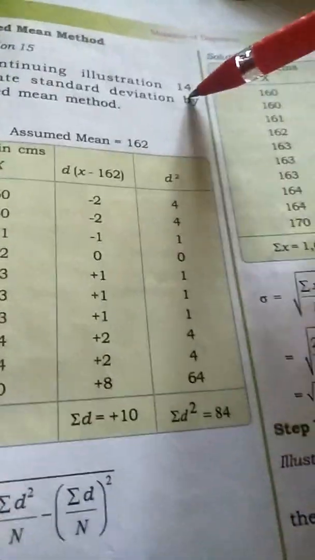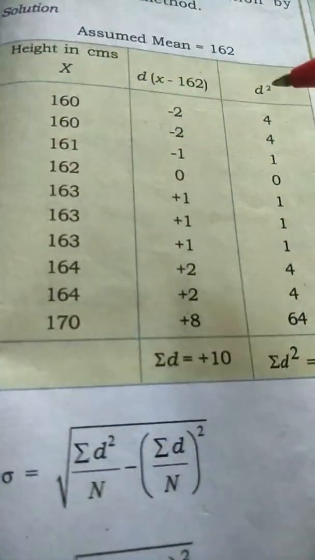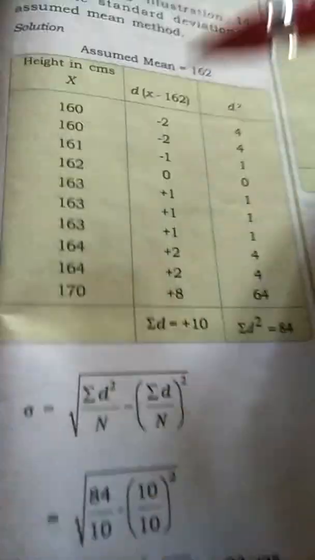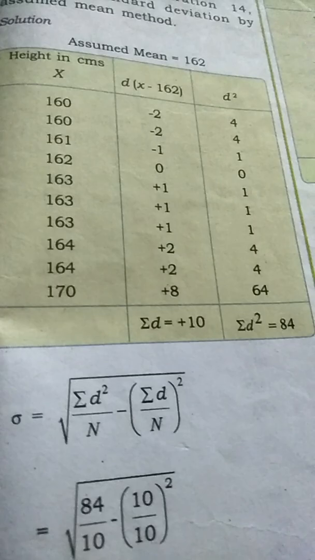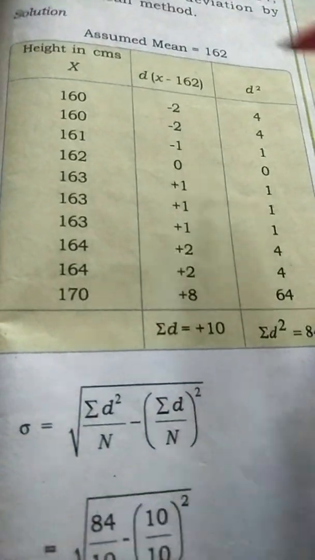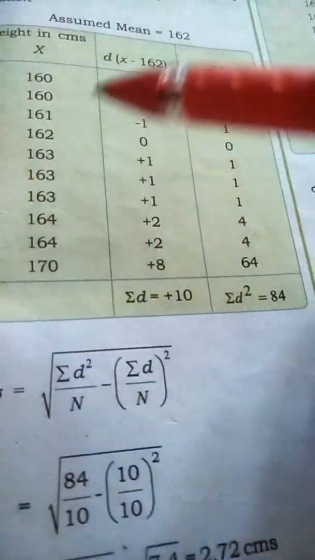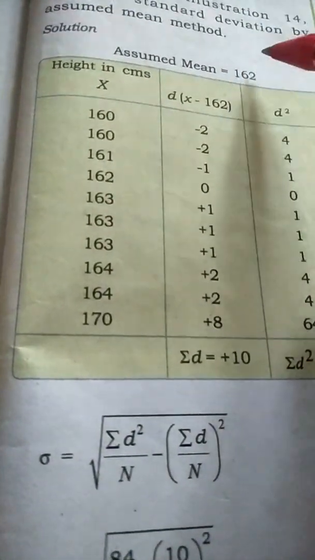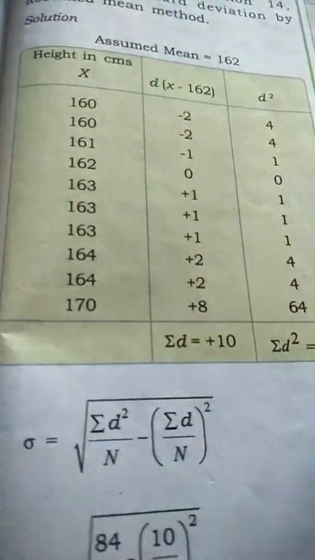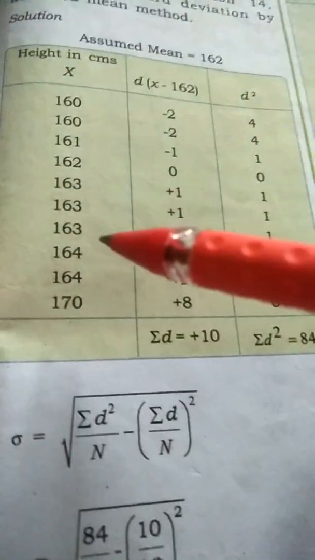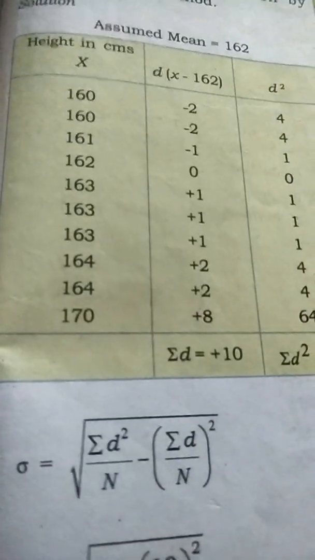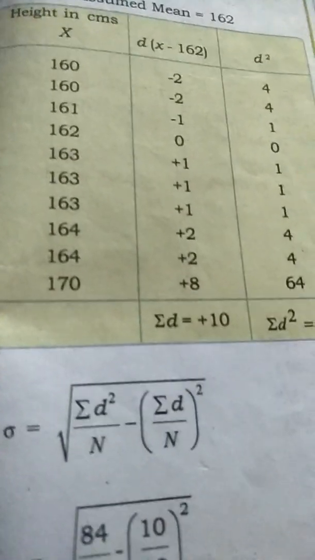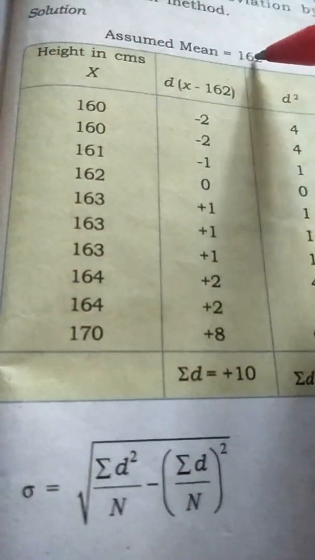You need to calculate standard deviation by the assumed mean method. These are the x values. Next, assumed mean. That means here there is no need of calculating any mean value. Instead of that, you can choose any one from this. You can assume any number. Here they have taken assumed mean as 162. Either you can take 160, 161, 162, 163, 164 or 170. It is according to your wish, you can assume any value. Here they have taken assumed mean as 162.